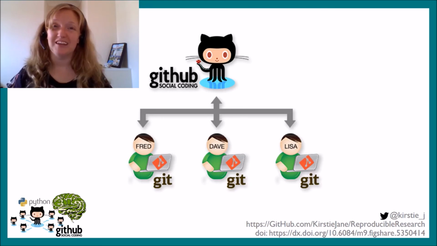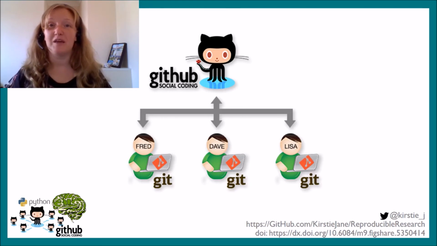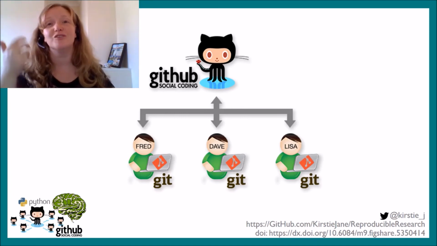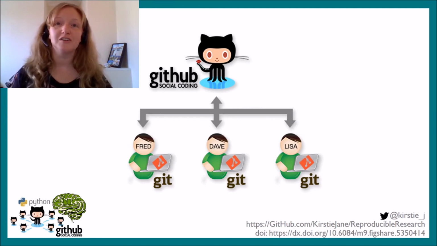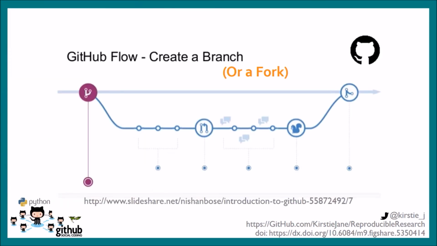It could also be documentation. It can be very small amounts of data, not large amounts of data, and anything that needs to be sort of version controlled. So you could write a manuscript using Git and GitHub. You can write your code. You can use it for lots of different aspects. Here's a really quick overview of a traditional GitHub flow.